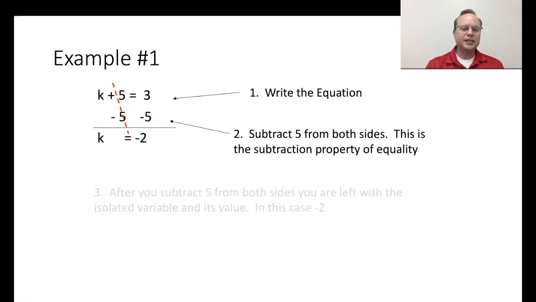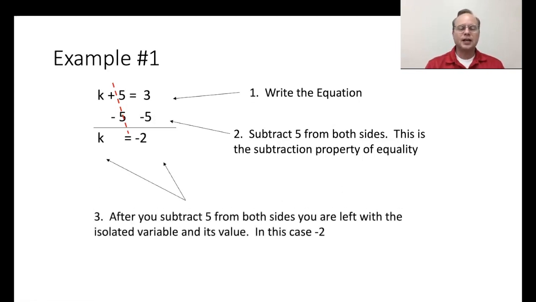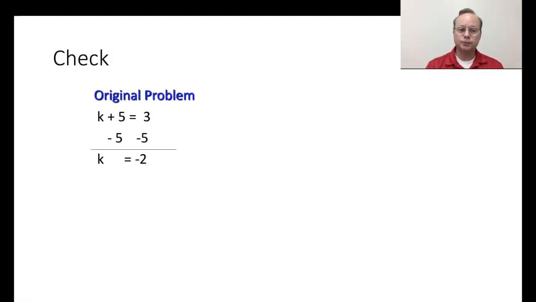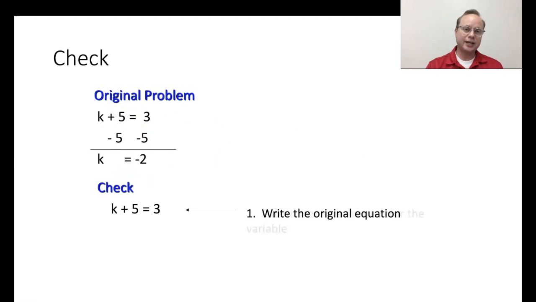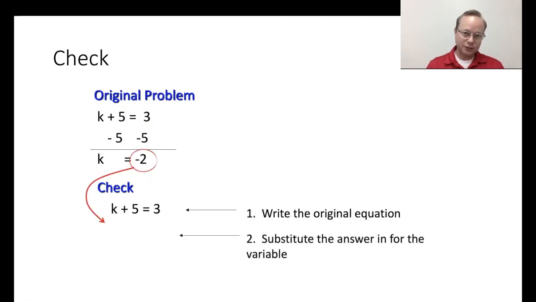And the fantastic part about this that I absolutely love is you can check it. So here's our original problem, right? We said k equals negative 2. I can actually plug this back in to my original equation. So I take my original equation right here, and I'm going to rewrite it right down here, but this time, instead of writing k, I'm going to write what my answer was. I'm going to plug in that negative 2 for k.